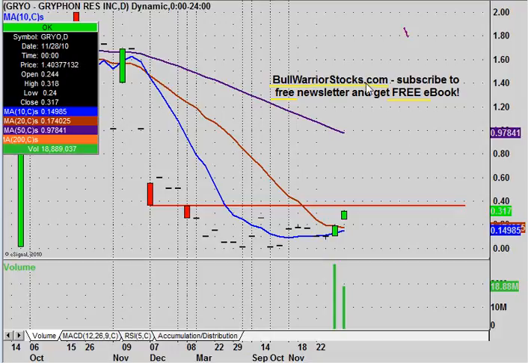We've been making some good money. We alerted GRYO at 17 cents, so it's up quite a bit from there already. So it's just an example of why it's worth at least giving a try.